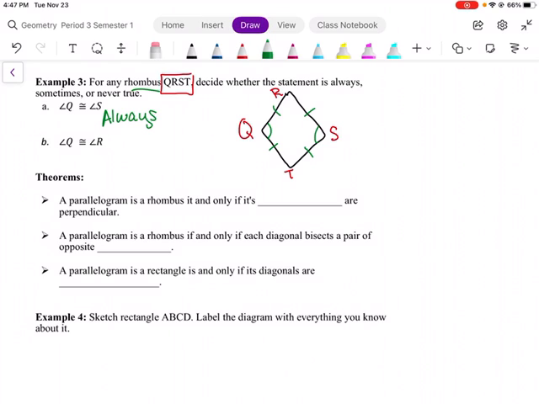The next one, they want to know if angle Q is congruent to angle R. And for that one, they are consecutive angles, so we know they are supplementary to each other. And that means that sometimes they will be congruent to each other. And the only time they are going to be congruent to each other is if the rhombus is also a square. And that would make them both right angles. So that's when they would be congruent to each other. And that would be sometimes.